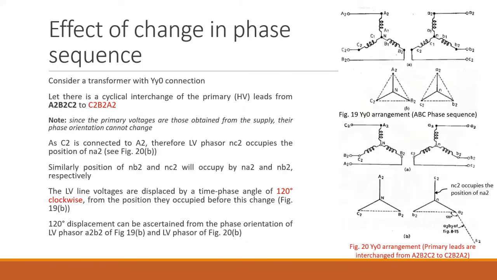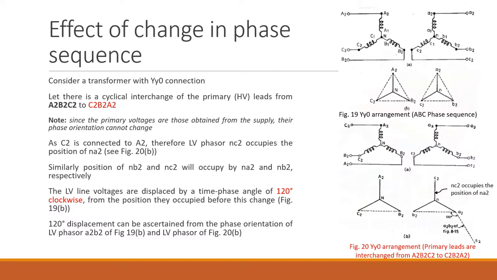In this case, again we are going to consider the YY0 connection. Primary HV and LV are connected in star-star. The phase displacement between HV and LV line EMF is 0. So suppose there is a cyclic interchange in the primary, so it will lead from A2 B2 C2 to C2 B2 A2. Suppose initially your phase sequence is ABC, and now it is changed. It becomes CBA, or C2 B2 A2.